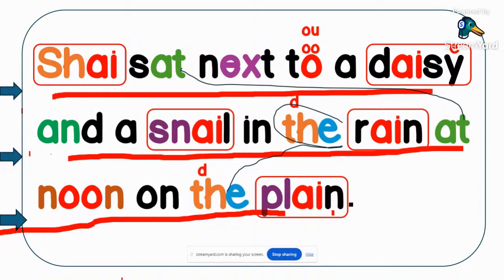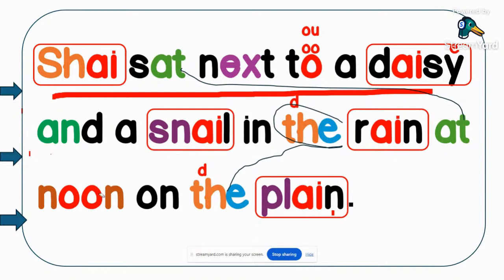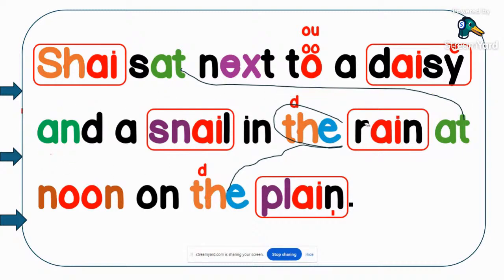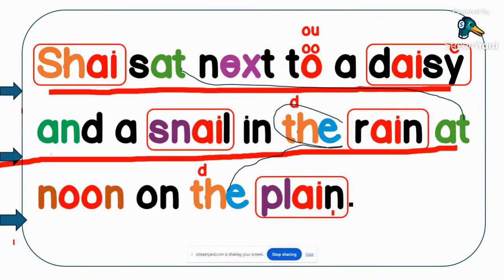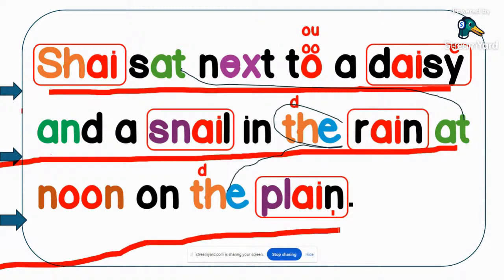Good. Let's do this again one more time. I'm sure that you can. And you will do it because you got it. You got this. Let's go. Let's do it at a faster pace. She sat next to a daisy and a snail in the rain at noon on the plane.